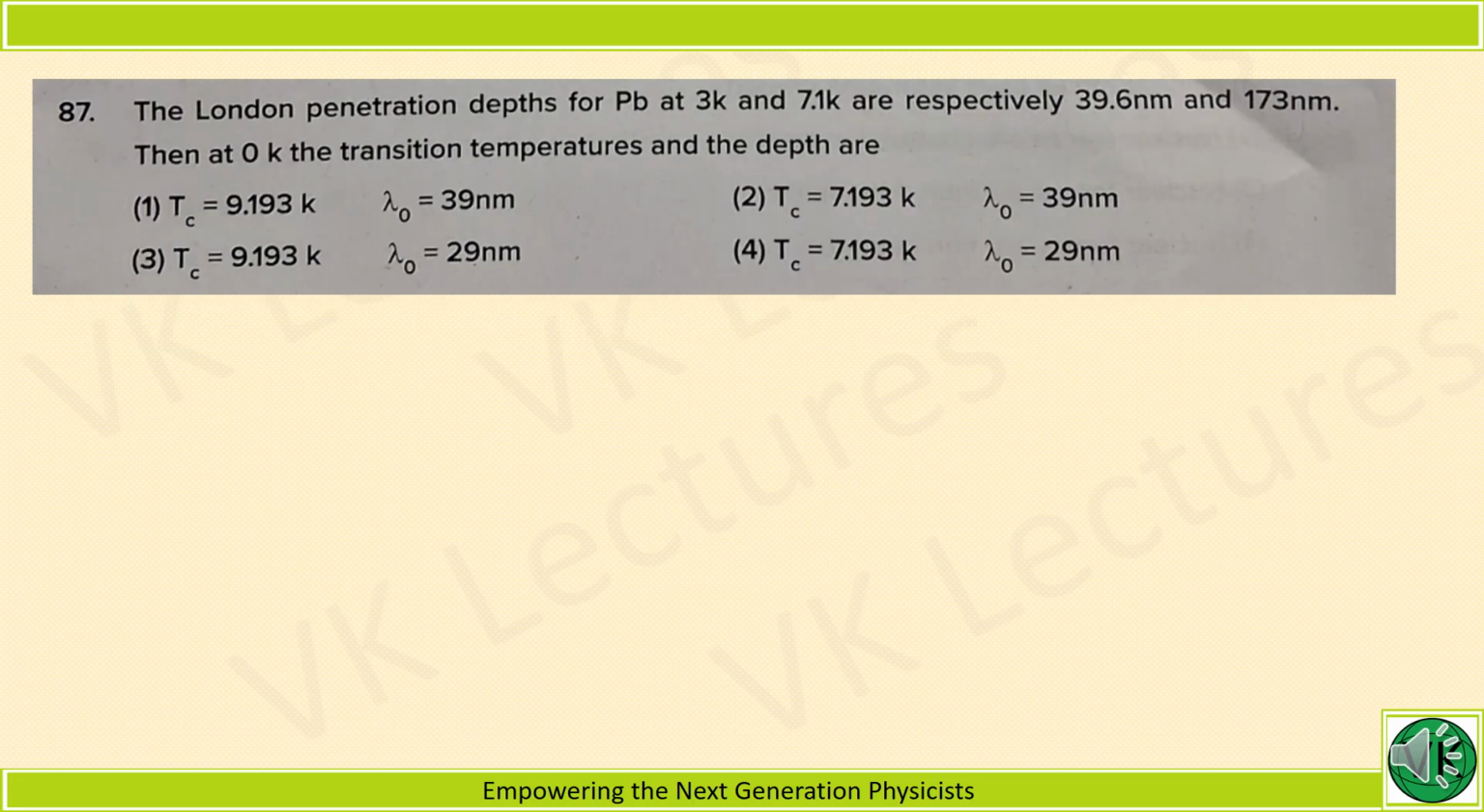The London penetration depth for Pb at 3 K and 1.7 K respectively are 39.6 nanometer and 173 nanometer. Then the transition temperature and the depth at 0 K are, option 2, 7.193 K and 39 nanometer.